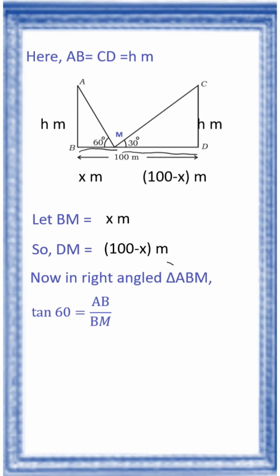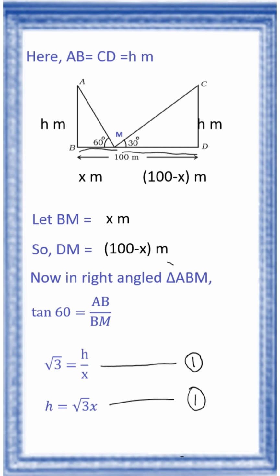AB is the opposite side, BM is the adjacent side. Tan 60 is root 3, which is equal to H by X. Don't write AB, BM again and again; in simple words, you can write H by X. Let this be equation number 1. Don't write x in terms of h; write h in terms of x only, because we are not bothered about what x is, only about h. So h is equal to root 3x.